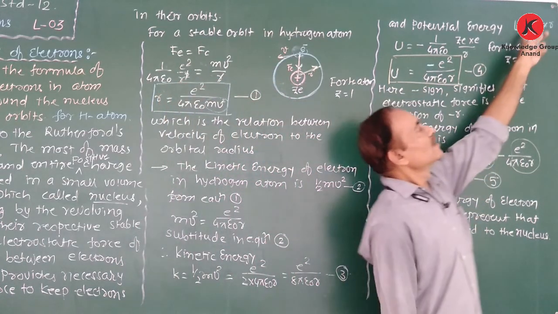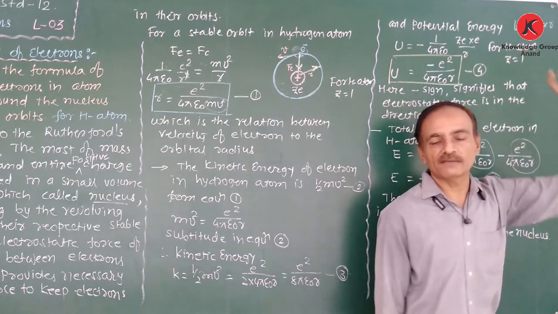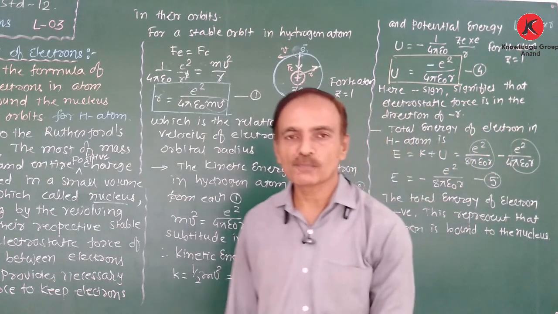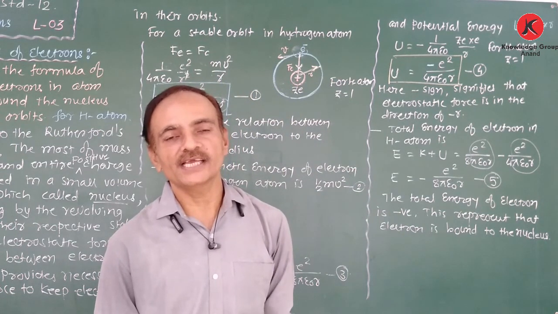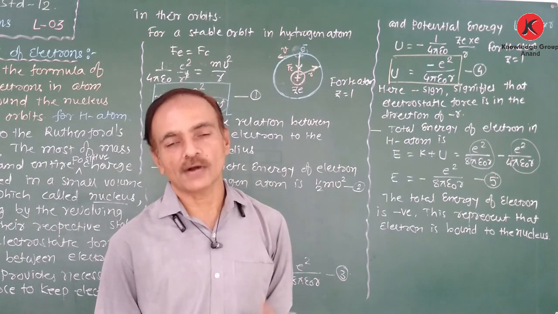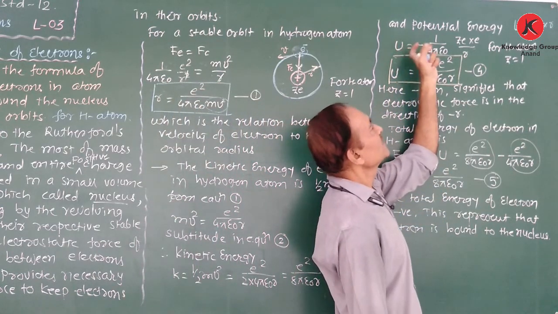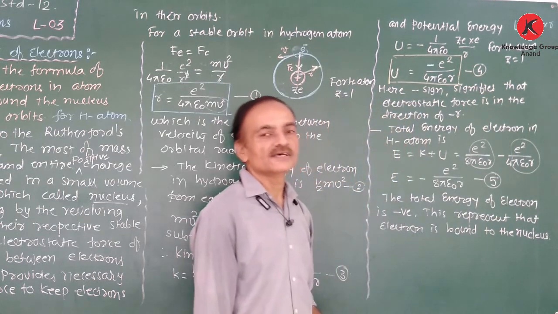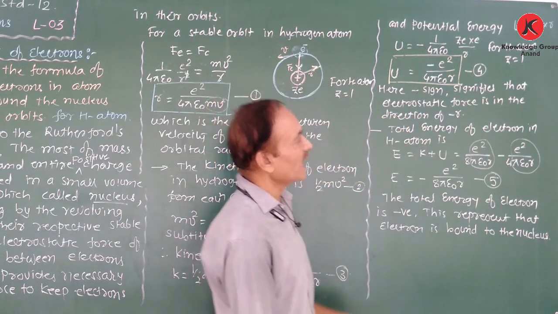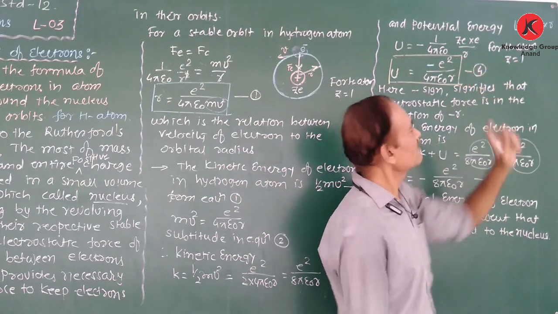So, potential energy is equal to minus F into R. F is the Coulombian force, 1 upon 4 pi epsilon 0 into Ze into e upon R square into R. One times R cancels. Therefore, potential energy U is equal to minus 1 upon 4 pi epsilon 0 Z e square upon R. For the hydrogen atom, we substitute Z is equal to 1.